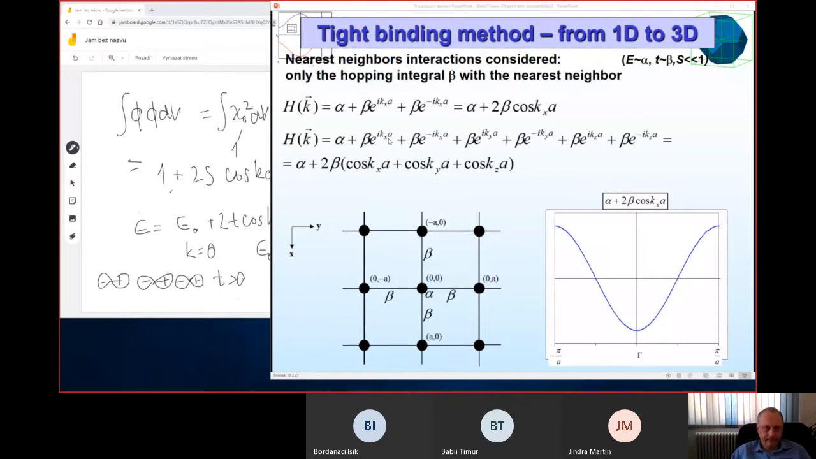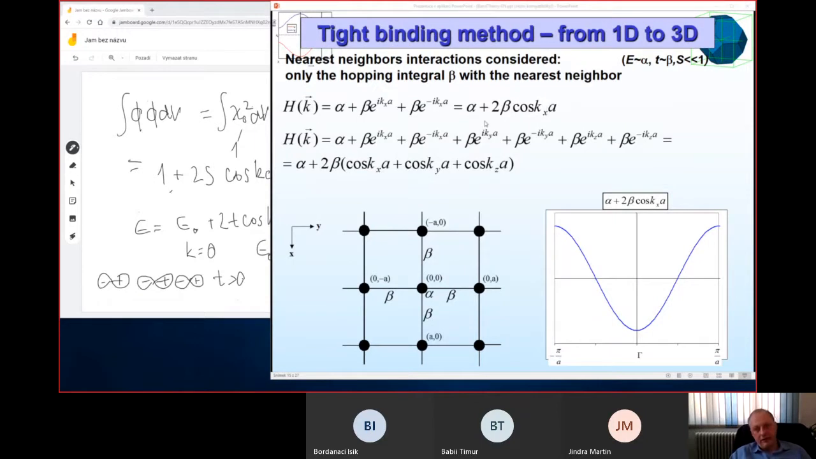We would need to plot the energies within the first Brillouin zone, which for a simple cubic lattice is also a cube. Now, alpha is the so-called on-site energy of a given atomic orbital, let's say E0, and beta here is the t, the transfer or hopping integral.